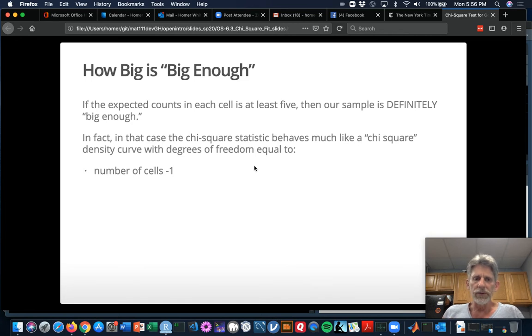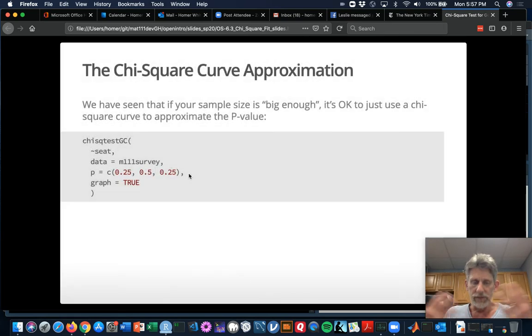But you can go a little further with your facts. If the sample size is big enough, the chi-square statistic as a random variable behaves a whole lot like what we call a chi-square density curve, with degrees of freedom equal to the number of cells minus 1. Let me give you an example of that to show you such a curve.